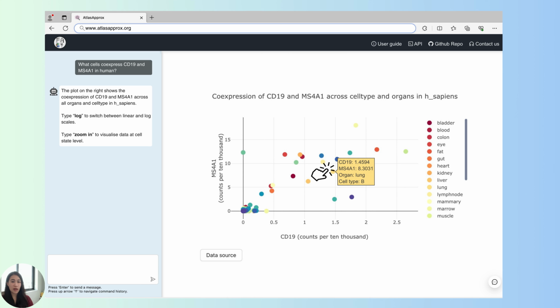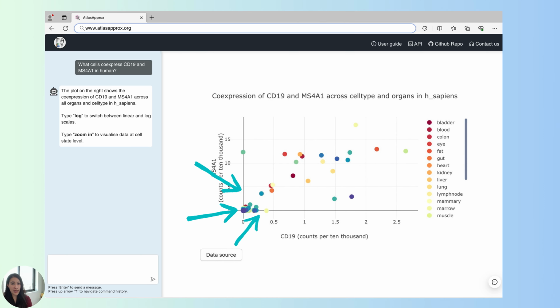For example, the highlighted point represents B cells in the lung, with CD19 expressed at 1.4594 counts and MS4A1 at 8.3031 counts per 10,000 molecules.